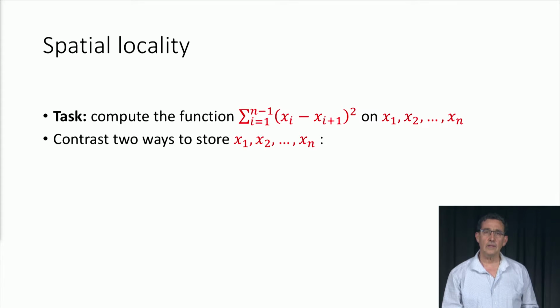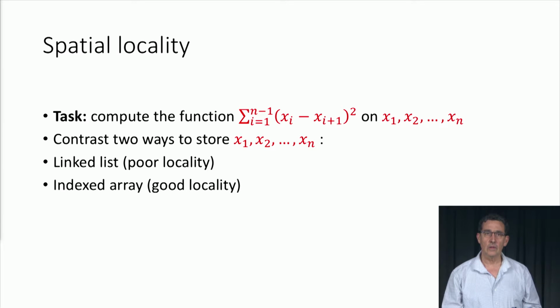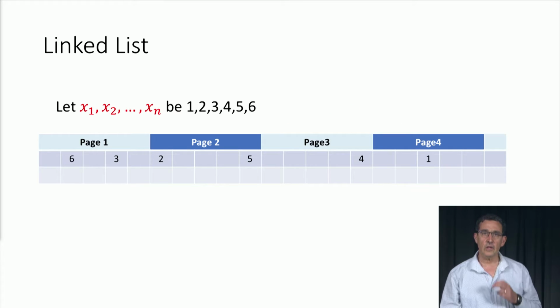So let's think about two ways in which we can store these elements. The first method would be to store it in a linked list. And the second will be to store it in an indexed array. And we'll see that storing it in an indexed array is much better in terms of locality. So here is the linked list approach. We have our elements. This represents our memory, separated into 4 and a little bit pages.